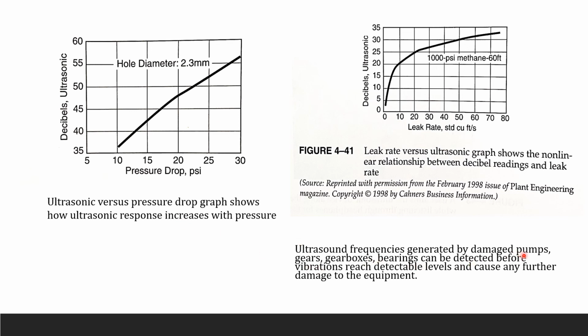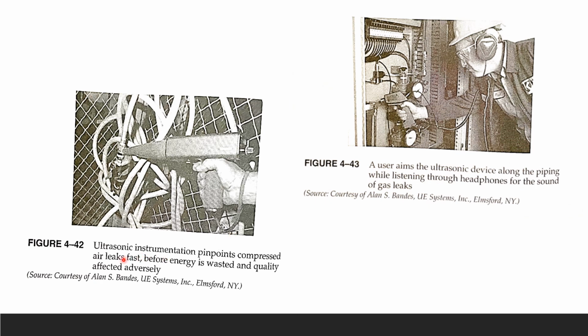Ultrasonic frequency generated by damaged pumps, your gears, your gearboxes, your bearings, they can be detected before vibration, again, okay, before they can reach detectable levels and cause any further damage to the equipment. So ultrasound is more powerful than vibration and temperature devices. Okay, so ultrasound here, you just need to know the picture of that. So instrumentation pinpoints the compressed air leaks fast, before energy is wasted. So we can find the failure like this, okay.